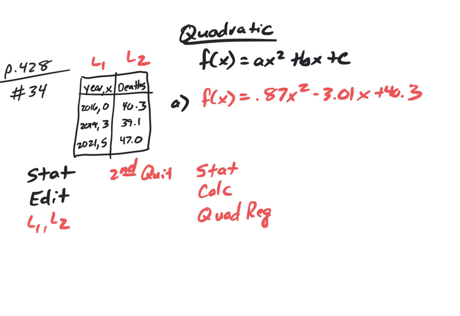Okay, and if you wanted to know, does this make sense? Well, this is my starting amount. And if I look at my starting amount, look at my table, right? 40.3 is where it started. So that would be your equation.